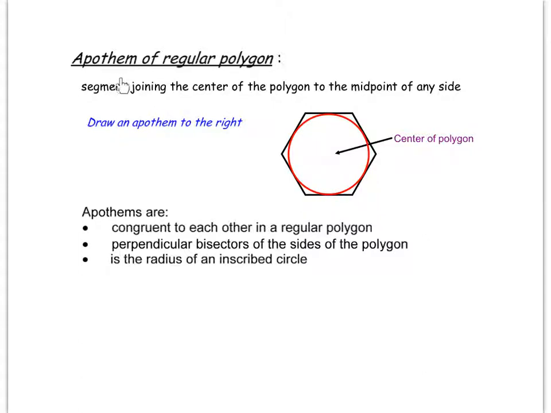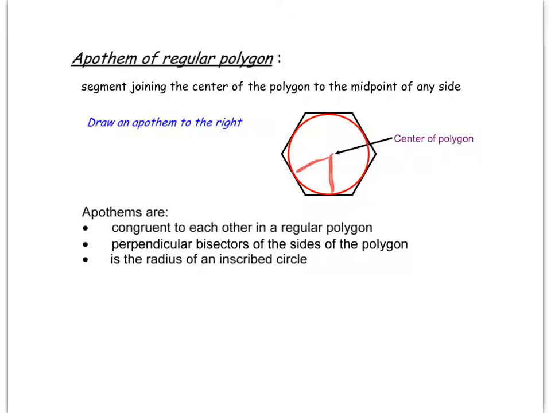So an apothem of a regular polygon is a segment joining the center of the polygon to the midpoint of any side. So in red here, I can draw an apothem from the center of the polygon down to the midpoint of one of my sides of my hexagon. Here would be a second apothem.